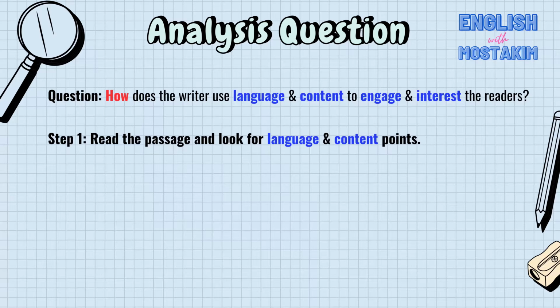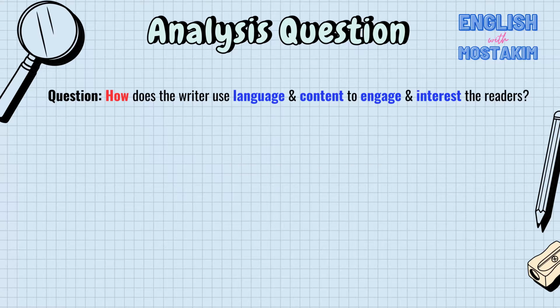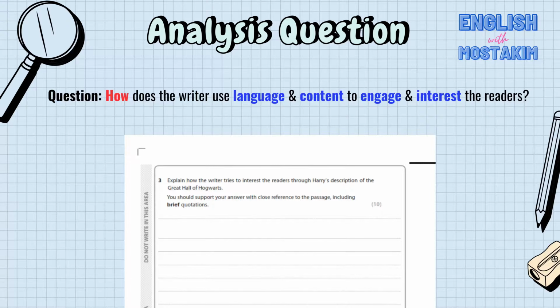The next thing which we need to keep in mind while reading the text is that we need to pick points from only the extraction zones as per the question. For example, in this question, it says to explain how the writer tries to interest the readers through Harry's description of the Great Hall of Hogwarts. The language and content points we pick for the answers need to be focused on Harry's description of the Great Hall of Hogwarts only.